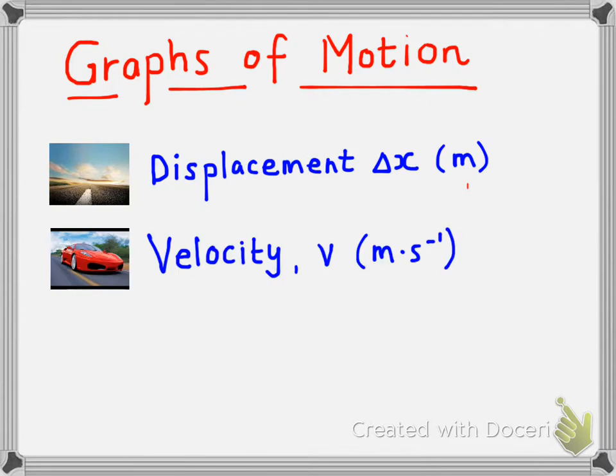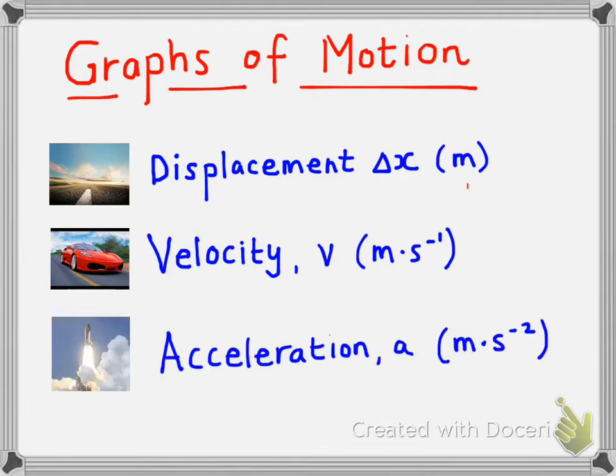Second graph we'll look at is a velocity time graph. Velocity is your rate of change of displacement. Its symbol is v, measured in meters per second. And it's the vector quantity similar to speed, which is the scalar quantity.